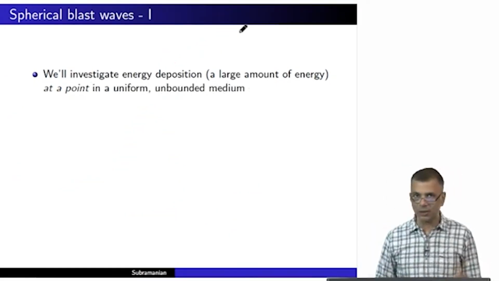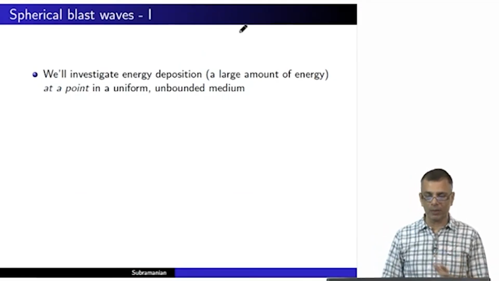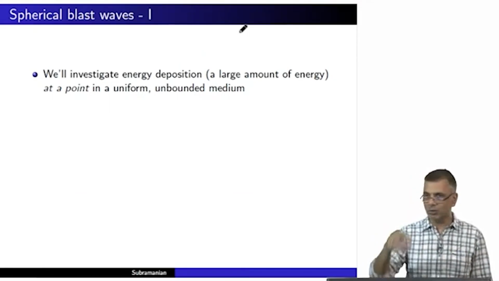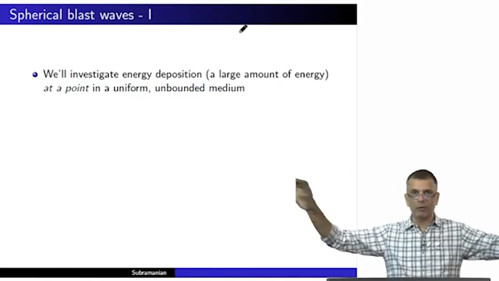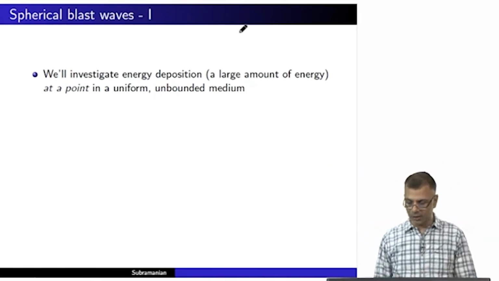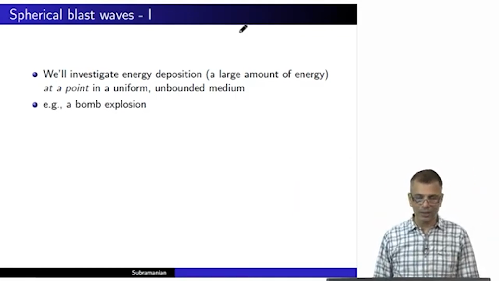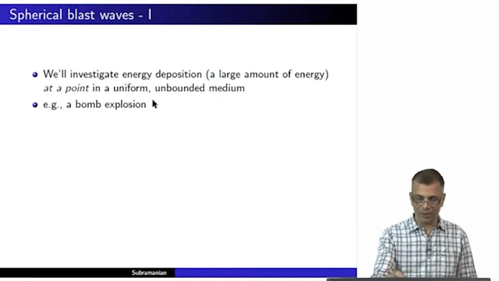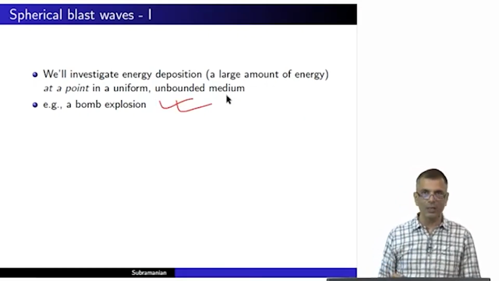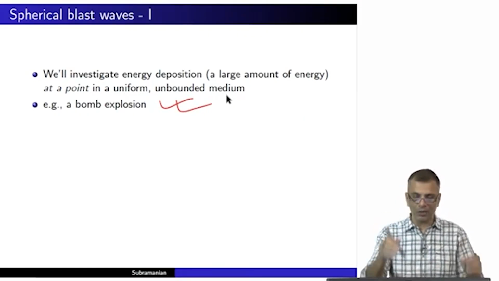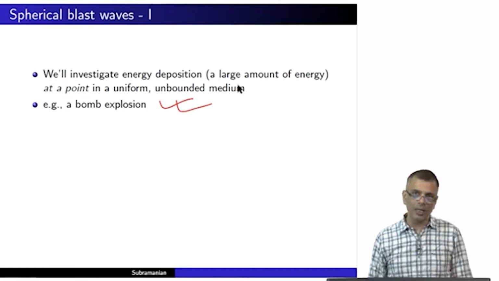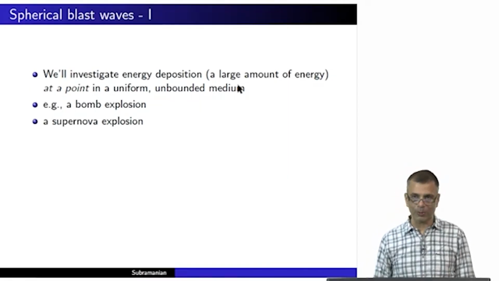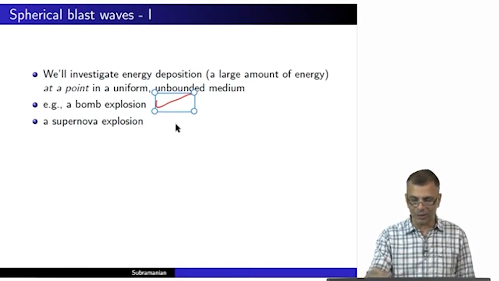So the other assumption is that this entire thing is happening in a uniform unbounded medium. You deposit a large amount of energy at a point, and the medium itself is uniform and unbounded. There are no boundaries, just to simplify things. For instance, a bomb explosion. This is the prototypical example of energy deposition at a point in a uniform unbounded medium, a bomb explosion, or a supernova explosion. It turns out that the physics in both these cases is very similar.